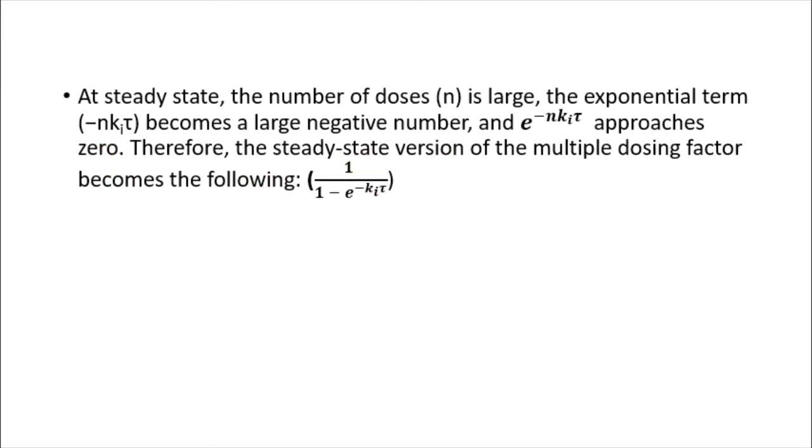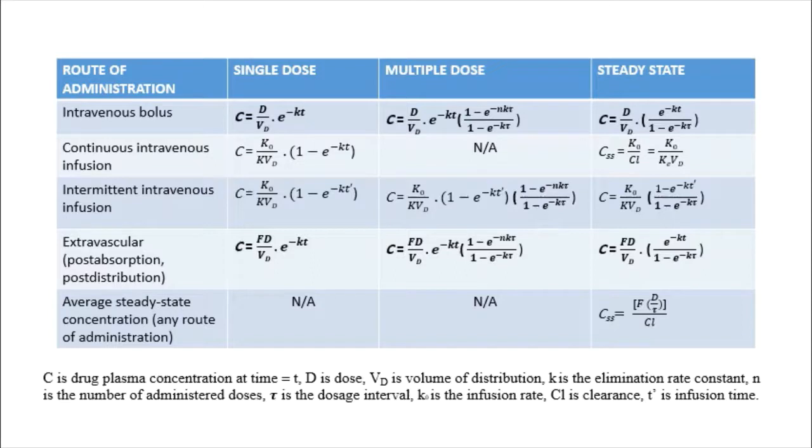These are a list of equations that are normally used following single dose, multiple dose, or steady state, following different routes of administration. Here we have intravenous bolus, continuous intravenous infusion, intermittent intravenous infusion, extravascular route, and average steady state concentrations for any route of administration.